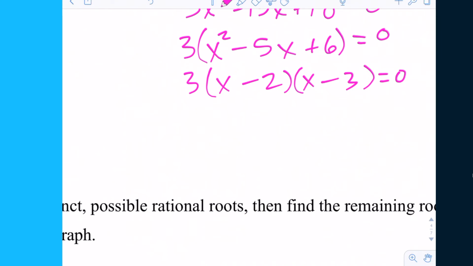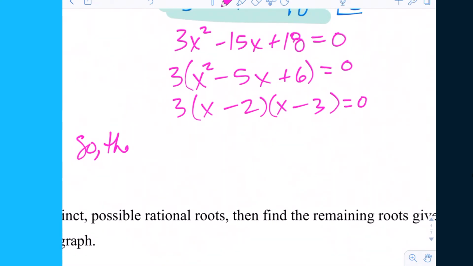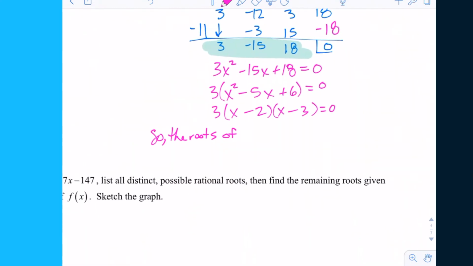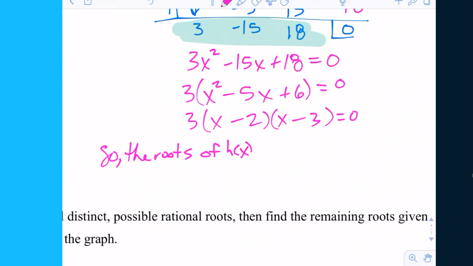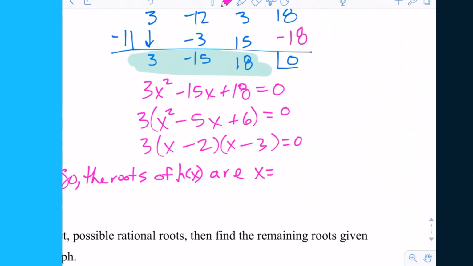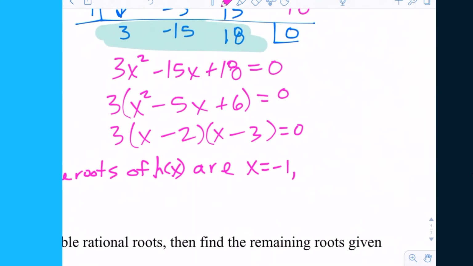thus, or my favorite, so, okay, kind of like Kermit the Frog there, the roots of, what's our function's name? H of x. So the roots of h of x are x equals, and let's go ahead and list the one we started with, -1, comma, 2, comma, 3. What about the 3 in the front? Is that a root? No, that's not a root. That's just a constant. So the roots are the x values that when you plug it into the two factors give you 0, one of which happens to be 3.